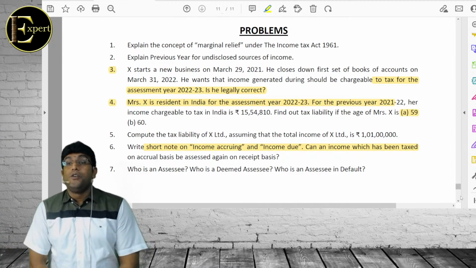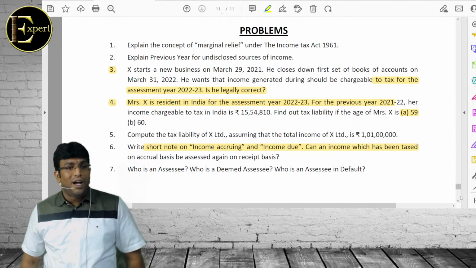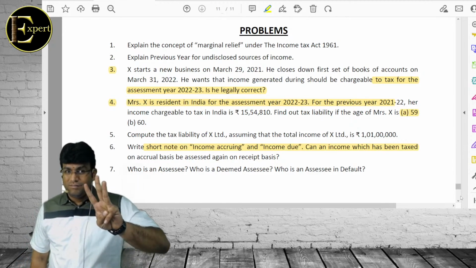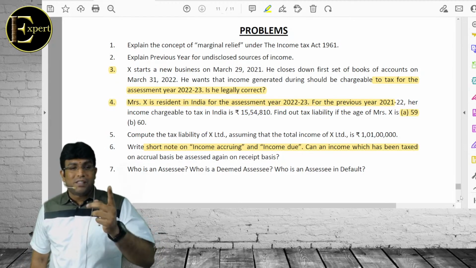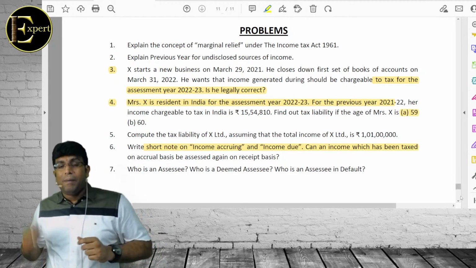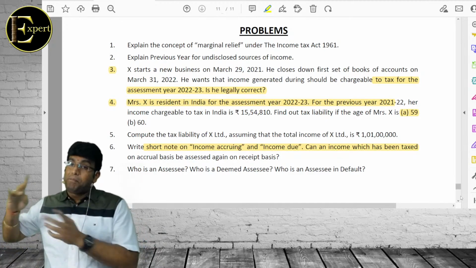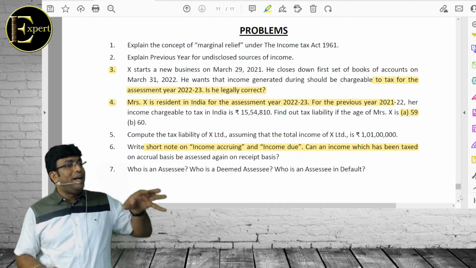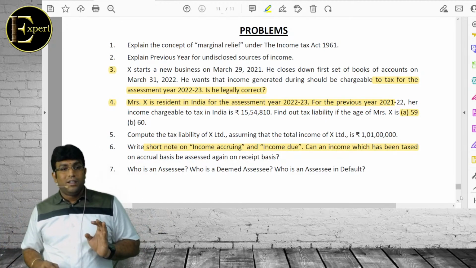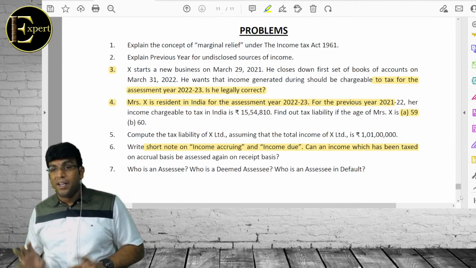Example, agent of non-resident. What is the last one, beta? Assessee in default. I read 3 points to you. Person who has not done TDS. Person who has done TDS but not paid to government. Third one, person who failed to pay advance tax or tax. These are the 3 cases in assessee in default.